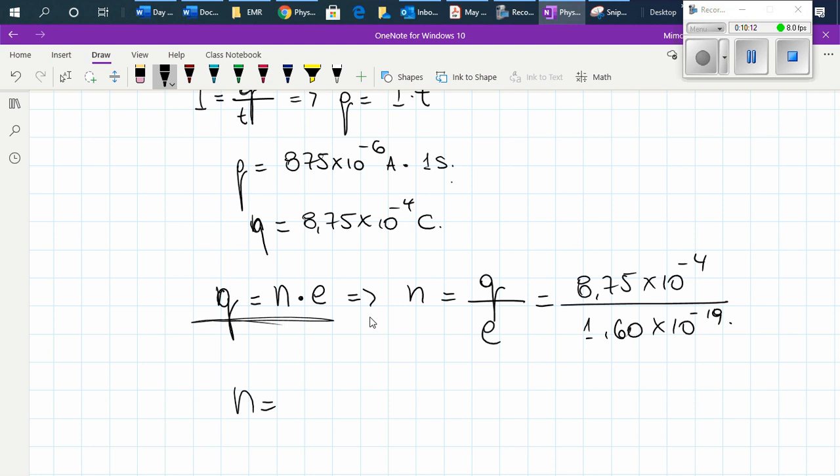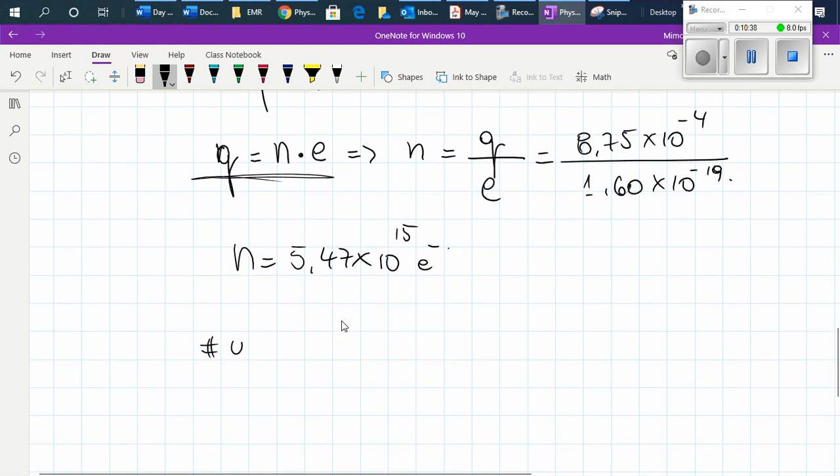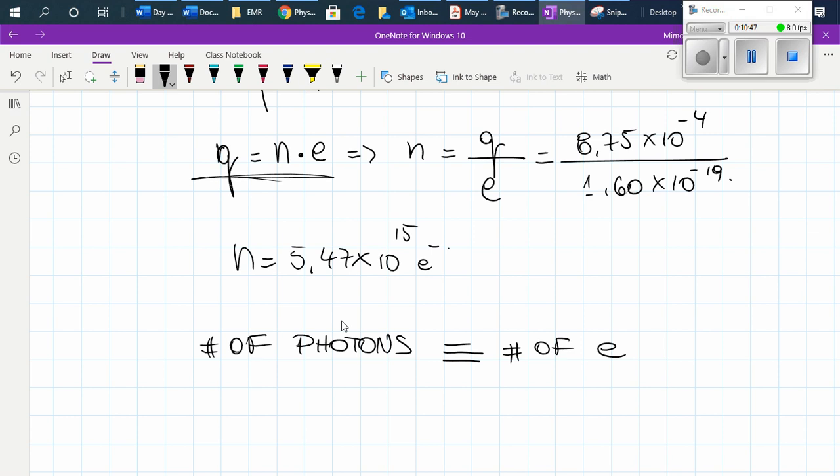So the number of electrons is equal to 5.47 times 10 to the power of 15 electrons. However, what we know in the relation between photons and electrons is that the number of photons is the same as the number of electrons. Okay, because they have a one-on-one relationship.